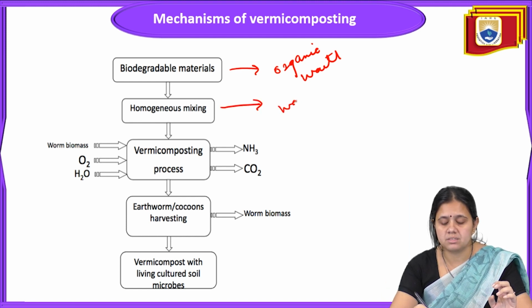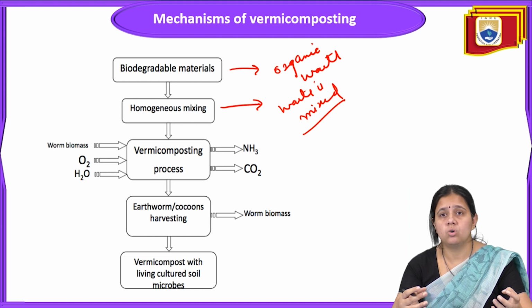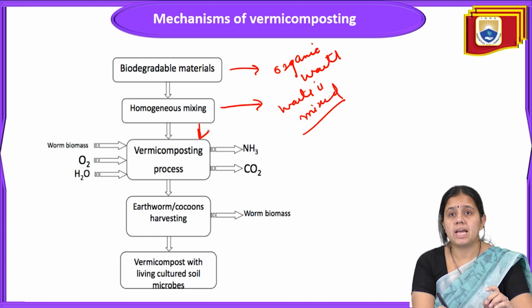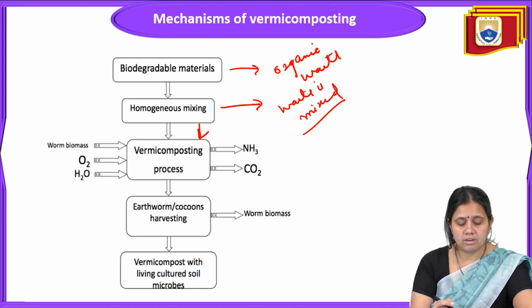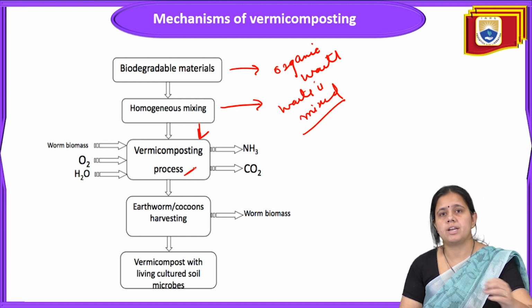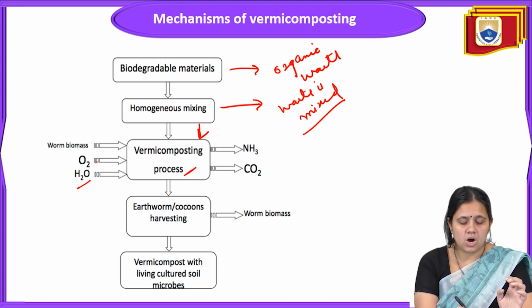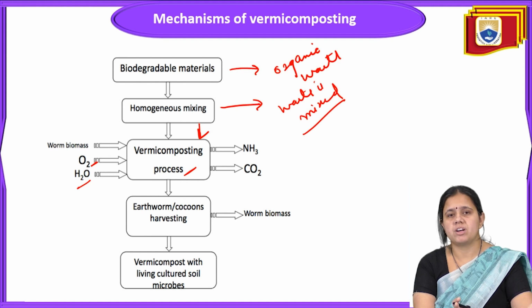The waste is mixed and made into a homogeneous mixture. After that, we will add this homogeneous mixture to the vermicomposting process. So in the vermicomposting process, what happens? Some worm biomass will be added, oxygen will be added, H2O will be added. Oxygen is provided for aeration, for the proper functioning of the earthworms.